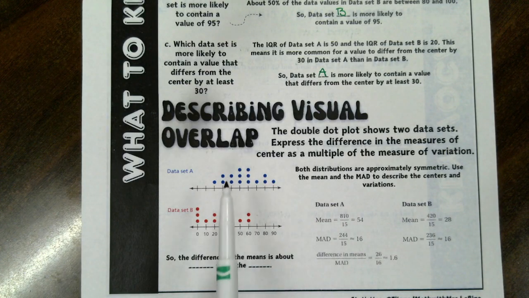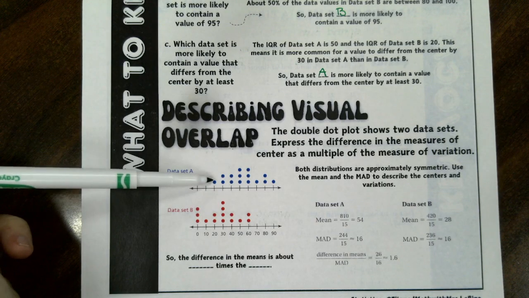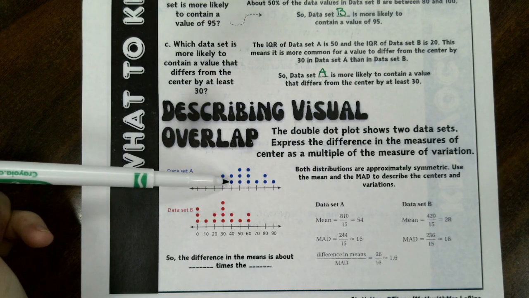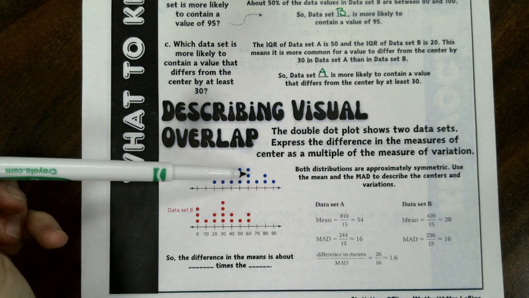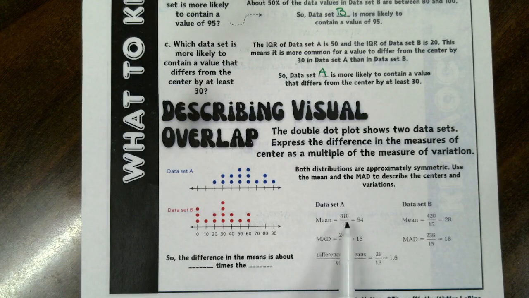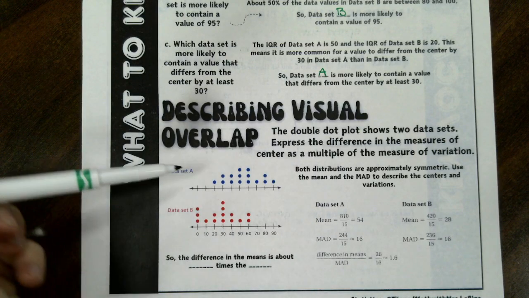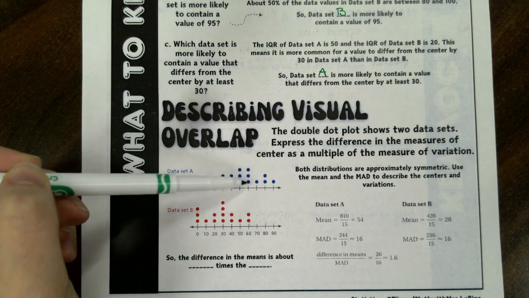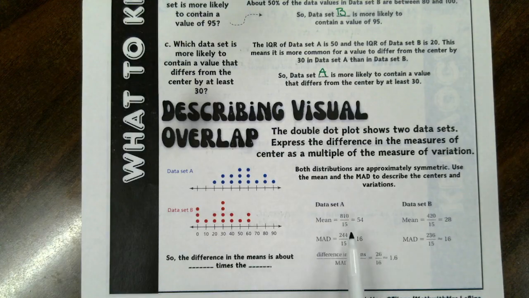To find the mean, we add up all of these numbers. So I'm going to go 20 plus 30 plus 30 plus 40 plus 40 plus 50, just keep going, however many there are, and add those all up. It came to 810. Then I'm going to count how many there were: 1, 2, 3, 4, 5, 6, 7, 8, 9, 10, 11, 12, 13, 14, 15. So there was a total of 810 and 15 dots. We're going to take 810 and divide that by 15. Our mean is 54 for data set A.